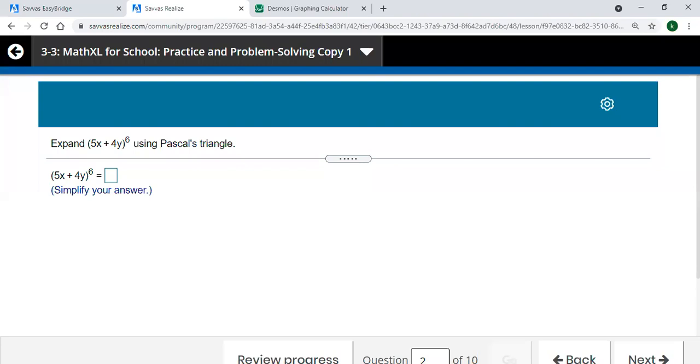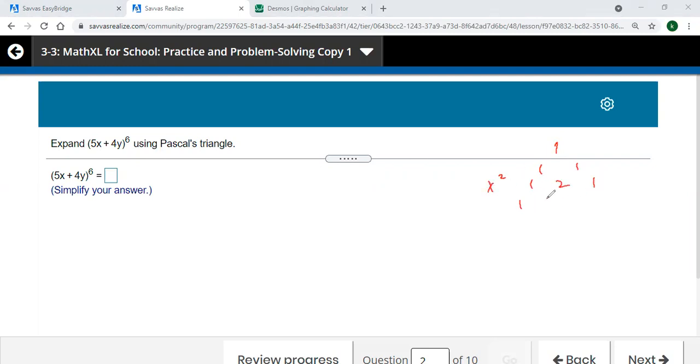So when these binomial expansions are small, you might start out by thinking, well, why not just multiply it out? It's easier. But when you get to a problem like this one, now you start to see why using something like Pascal's triangle might actually be helpful.